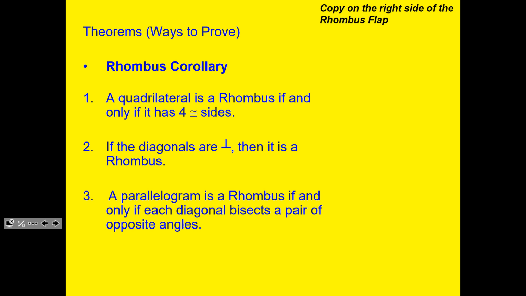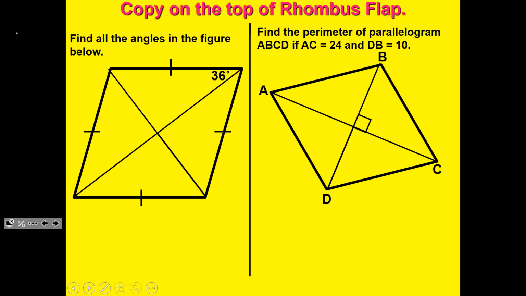Our third is that a parallelogram is a rhombus if and only if each diagonal bisects a pair of opposite angles. So remember we said that it would bisect the angles in the corners. I don't remember if this has pictures. No, it doesn't on that side.